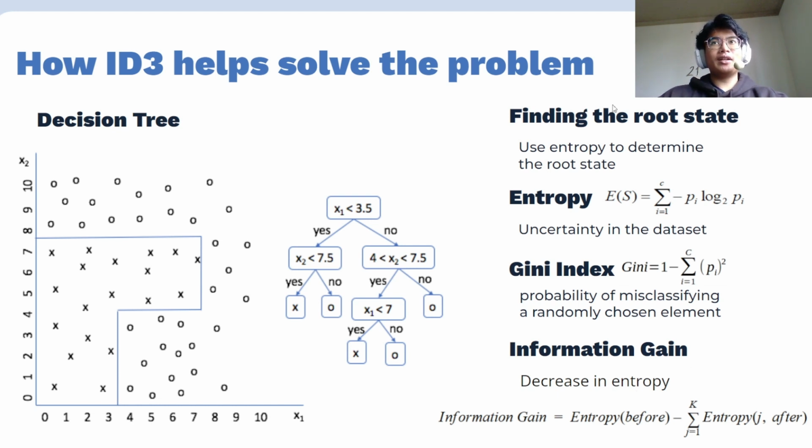Okay, so after we get all of this, we'll just recursively loop it until it gains zero entropy at the end. Okay, that is all from me.